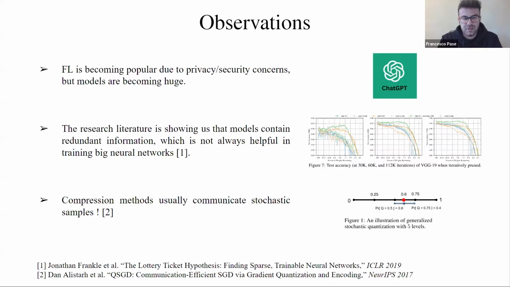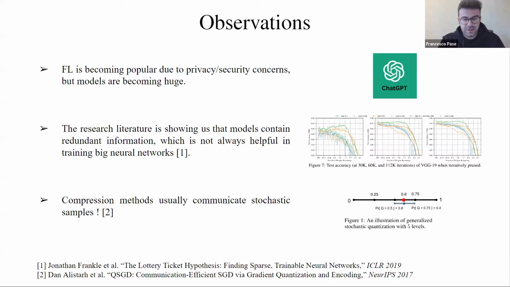The second observation is that the research literature is showing that models contain redundant information that is not always so helpful in training such huge models. For example, you can see here a few plots from the seminal paper on the lottery ticket hypothesis, where the idea is we can remove a lot of connections, so a lot of information from the model, but still have very good accuracy. Of course, now there are a lot of new works popping up on LLMs and other huge models, where the idea is to apply pruning, quantization, or knowledge distillation to reduce the size of those models while still preserving the accuracy.